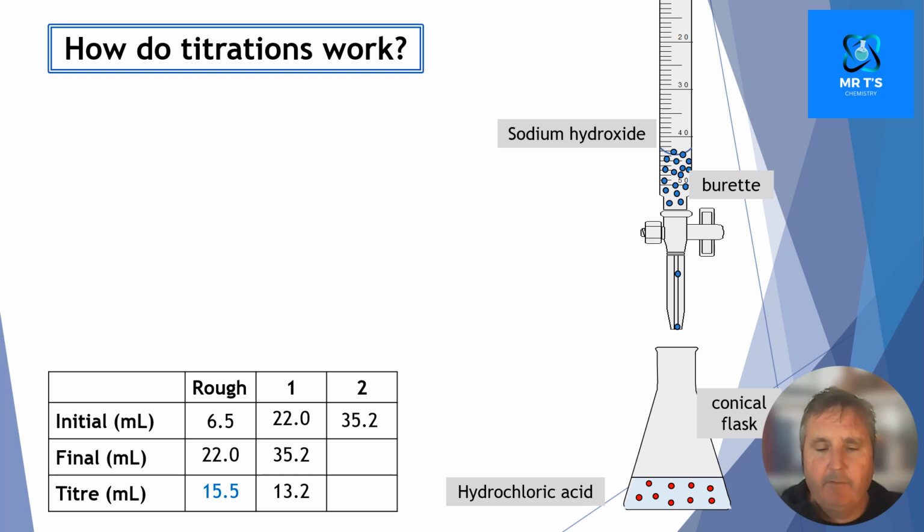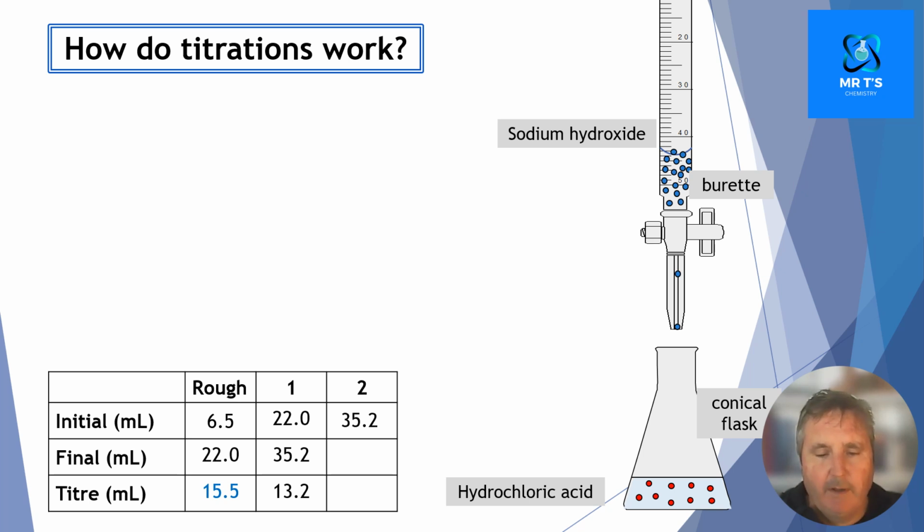We added some of the solution from the burette, and now we've stopped. Now we actually don't see the particles, but this is a depiction of how it would be. So notice that because we added a certain number of the sodium hydroxide particles, they've reacted with the hydrochloric acid particles, and quite a few of them have disappeared now. And we have more liquid in the solution, and less hydrochloric acid particles. So we now have a lower concentration of hydrochloric acid particles.